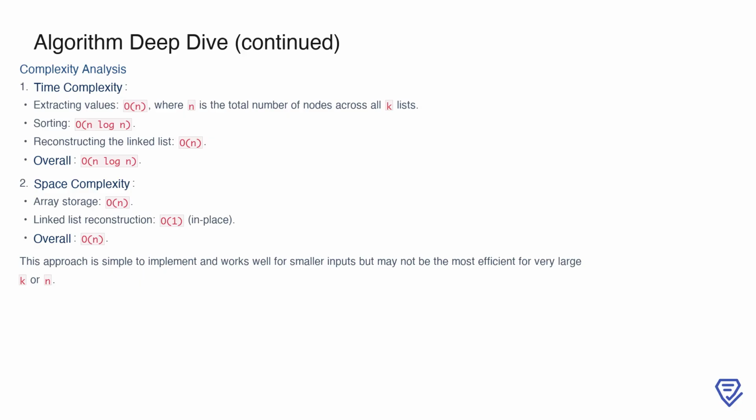As for space complexity, the array used to store the node values requires O(n) additional space. Reconstructing the linked list is done in place, so it uses O(1) space. Therefore, the overall space complexity is O(n). While the simplicity of this method makes it appealing for smaller inputs, it may not be the most efficient choice for very large k or n due to the additional memory usage and sorting overhead.